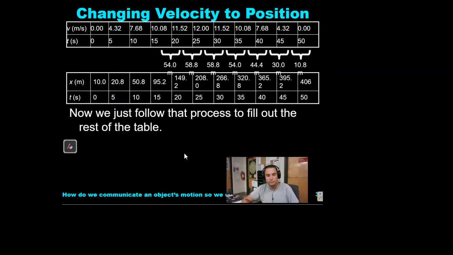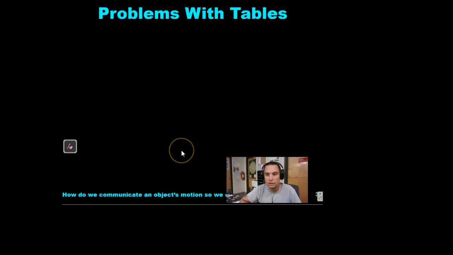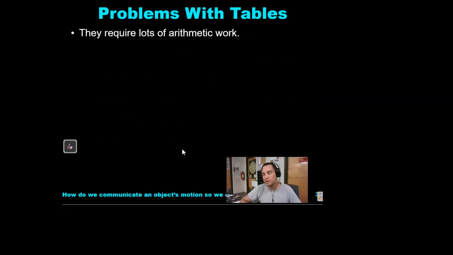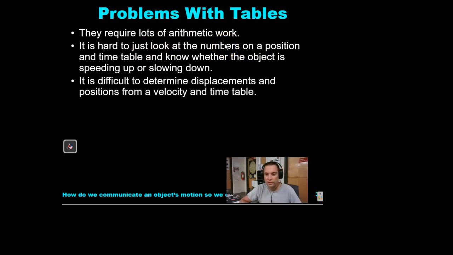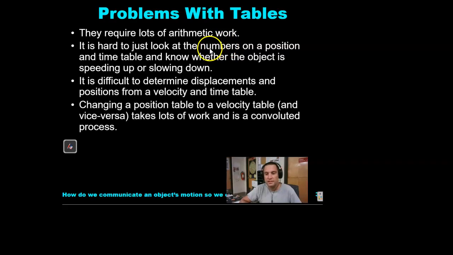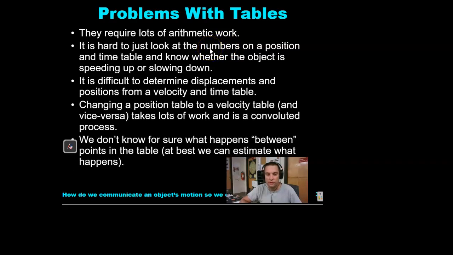Okay, so hopefully you did well with that. The problem with tables is, yeah, that took forever. I mean, we're in the second video here. It's a lot of calculating. It's hard to just look at the numbers and see what's actually happening. It's difficult to determine displacements and positions from a velocity and time table, and changing a position table to a velocity table takes a lot of work in a controlled process.